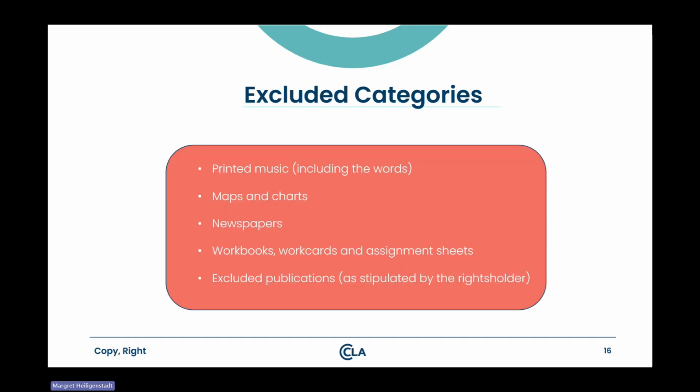Yeah, there are also some exclusions. I'm not going to go through them in great detail. I just wanted to mention here that newspapers are on the list. And obviously, if you have an NLA education establishment license, then you can copy newspapers anyway. It's just that they're not part of the CLA license repertoire, which is books, journals, and magazines.